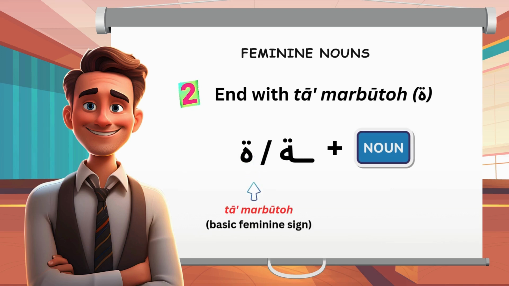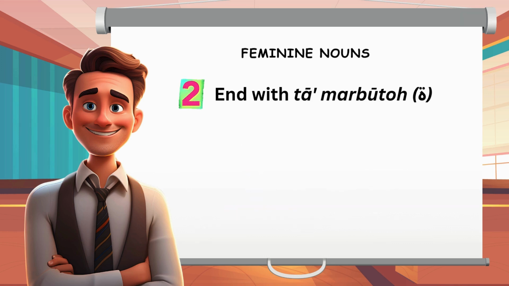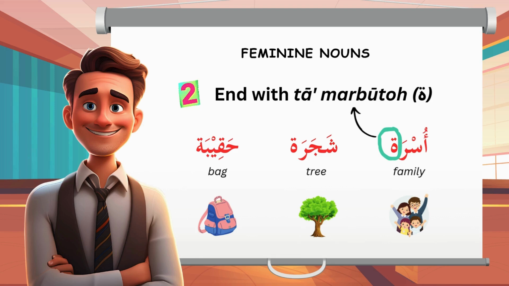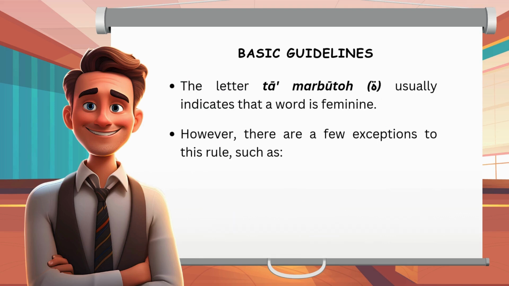Next, Arabic words are considered feminine if they end with تاء مربوطة. For example, أسرة, family, شجرة, tree, حقيبة, bag. The letter تاء مربوطة usually indicates that a word is feminine.